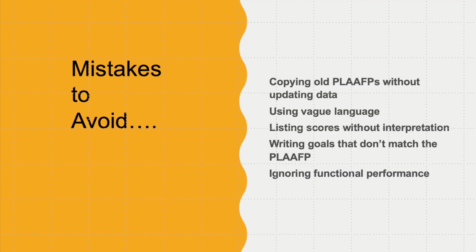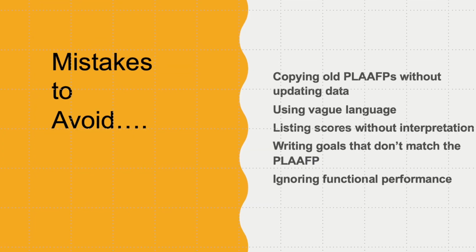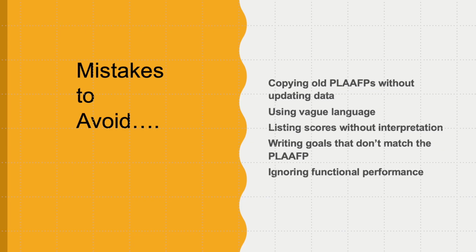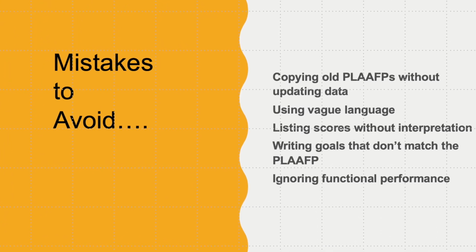So some common mistakes that we have to really make sure we avoid include copying old PLAAFPs without updating data. I've seen that over and over again, just using the same PLAAFP statements every year. Well, the student changes every year, so I've got to make sure that my PLAAFP statements are up to date with current data. I've seen vague language, so you need to be very specific when you're providing data in your PLAAFP statement. Maybe it just lists scores without any interpretation. You've got to interpret the scores to let you know what the student is having challenges in so that you can write a good goal.